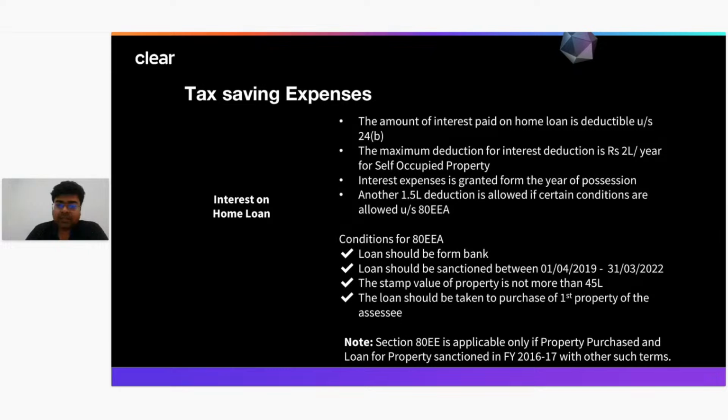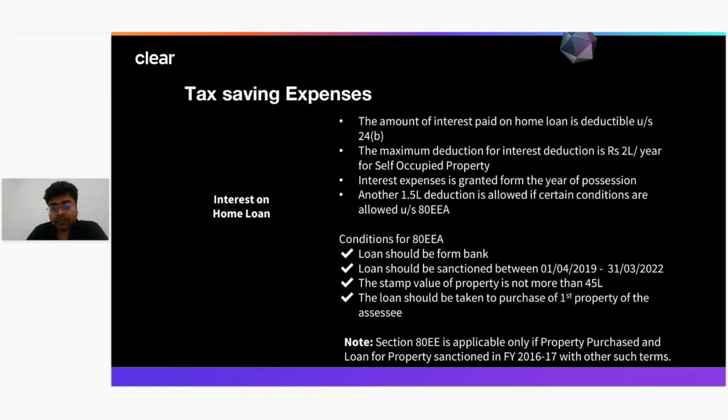Now, there is another section that comes into the picture in case we have a home loan. The section is 80EEA. Now, 80EEA acts over and above section 24B that we were talking about. Under 80EEA, you can have a further deduction of 1,50,000 rupees. However, there are certain conditions that need to be maintained as well.